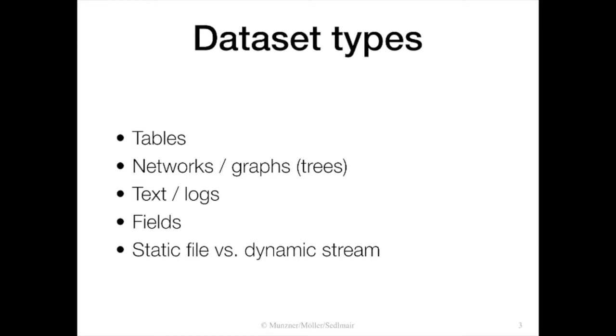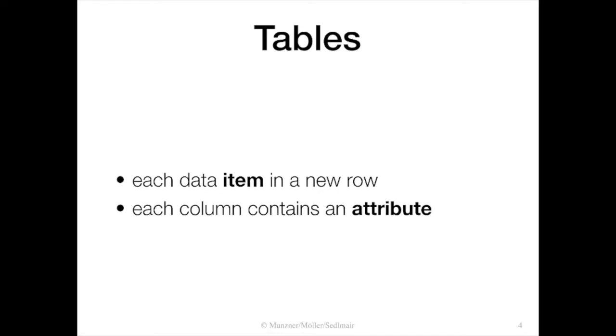And there is also a difference between static files, where you have like an Excel sheet where the data is located, versus a dynamic stream of constantly updating and new data that is coming in. So in this tutorial, we will only be dealing with tables, and we will be using a static file for that, which is the easiest version. Data in tables is organized in such a fashion that each data item is in a new row, and each column contains a single attribute.